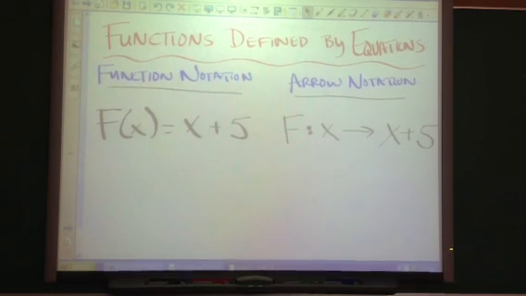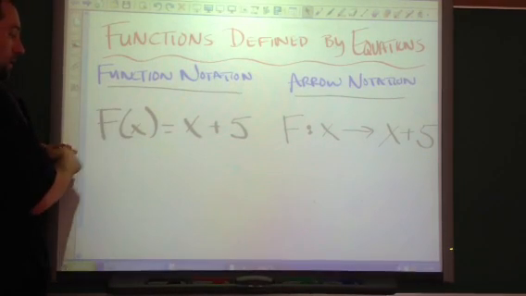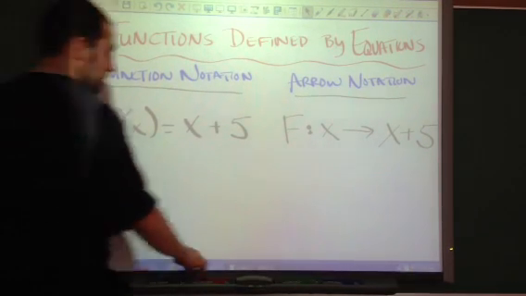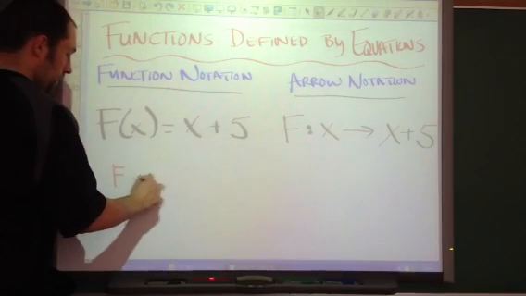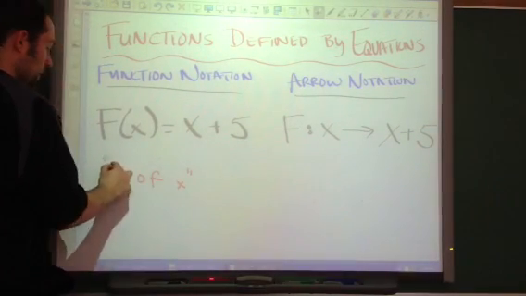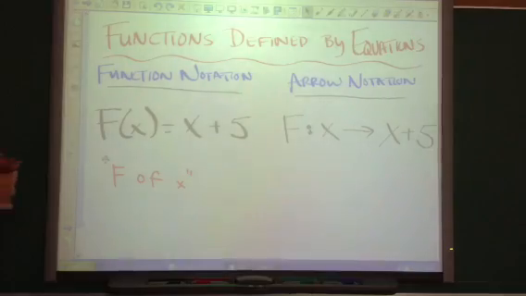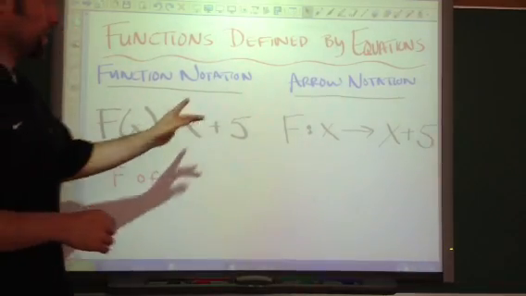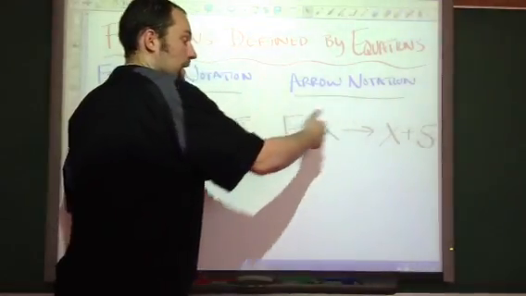And if you remember, a function is just that relationship between your values, whether it's your domain and your range, your x and your y. So how you read this is f of x. That's how you read that. This is your function notation. F of x equals x plus 5. Your arrow notation, you can tell the difference because the one has an arrow.